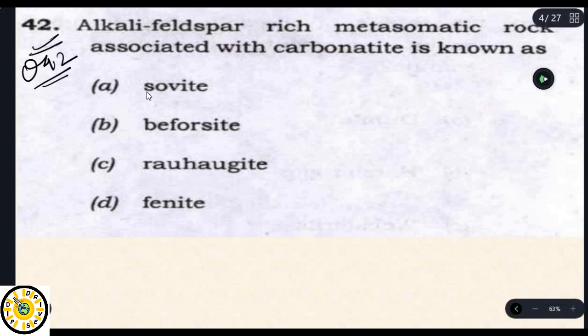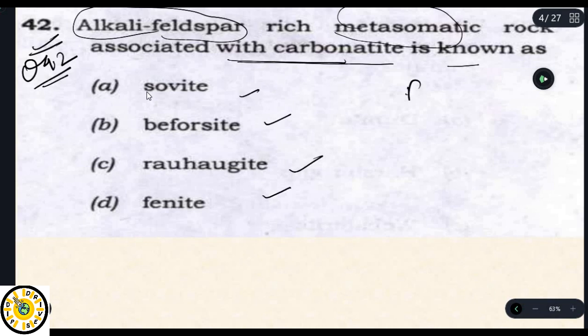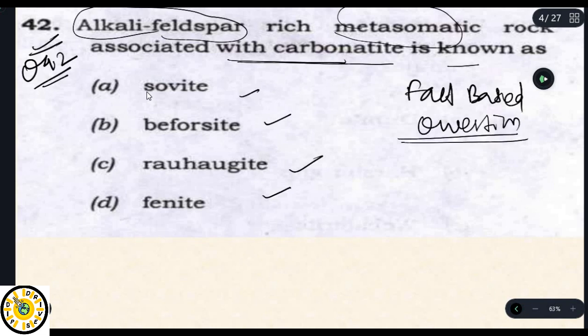Question 42. Let's start. Alkali feldspar rich metasomatic rock associated with the carbonatite is known as. First of all, it is rich in alkali feldspar. Okay, due to the metasomatic process it is formed, and it is associated with the carbonatite. Options: sovite, beforsite, rockite and fenite. So this is a pretty fact based question, है ना, यहाँ पे कुछ concept ही नहीं है. ठीक है, so the simple answer will be fenite.